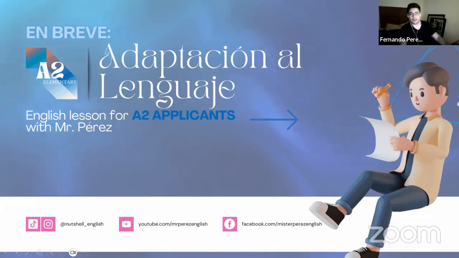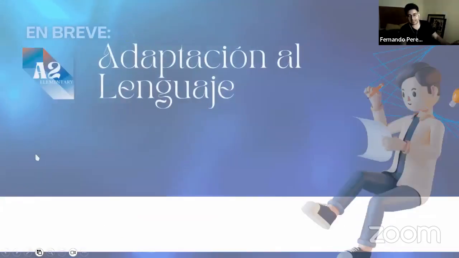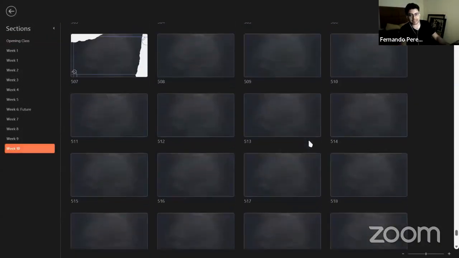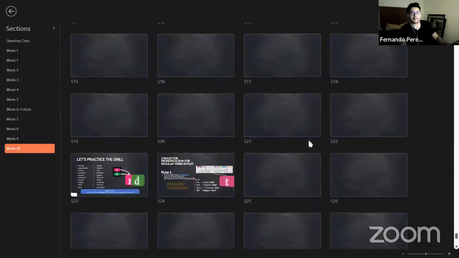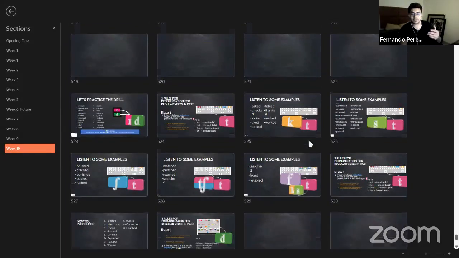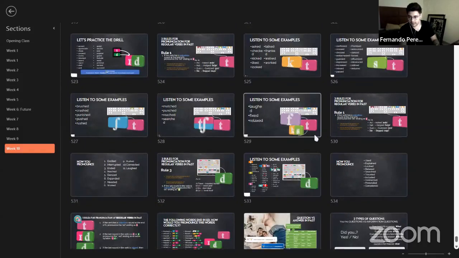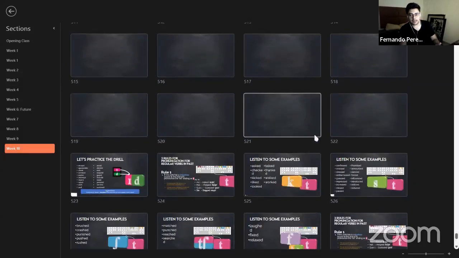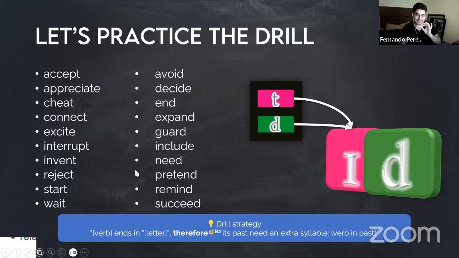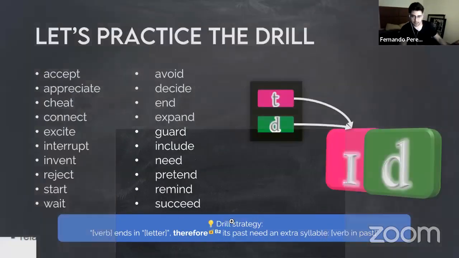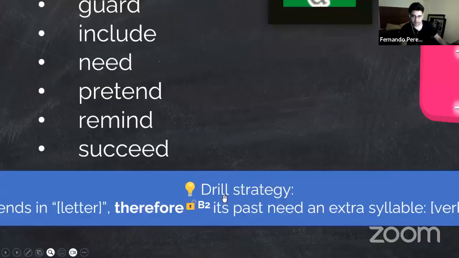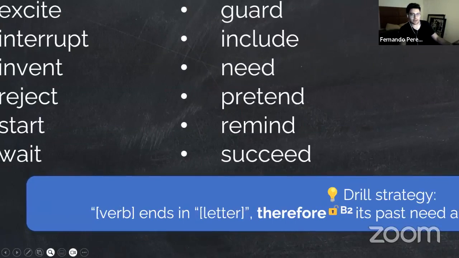Here we are. Okay, so yesterday's class was interesting. We were practicing the application of verbs in past. And we were practicing this drill that would help us memorize the pronunciation of verbs. The drill was as follows.